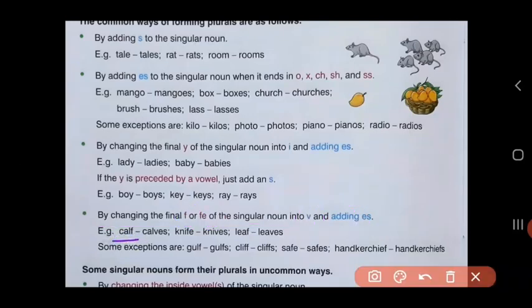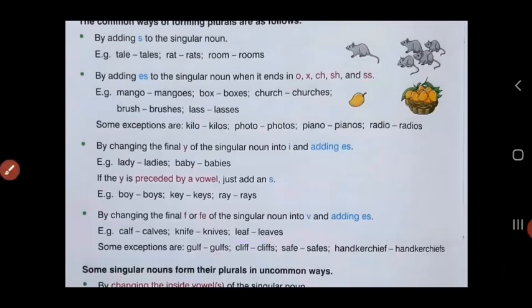Calf ends with F. So I will remove F and add VES. Calves. Knife ends with FE. So remove FE and add VES. Knives. Leaf ends with F. So remove F and then add VES. Plural becomes leaves.